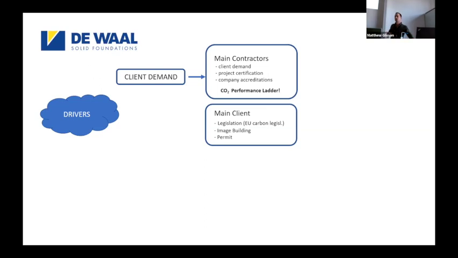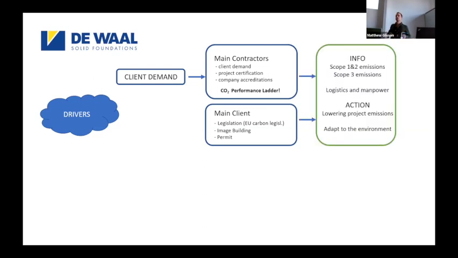That's since a couple of years now, more and more. We're getting asked about our emissions, scope 1, 2, and 3. But we're also getting asked about our actions. What will you do to lower your emissions for this project? How will you adapt your works to the environment? And it becomes more often that we need to give this information to the client.